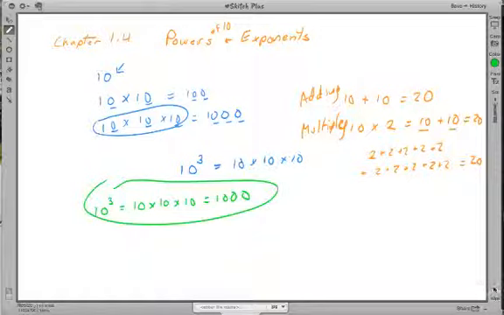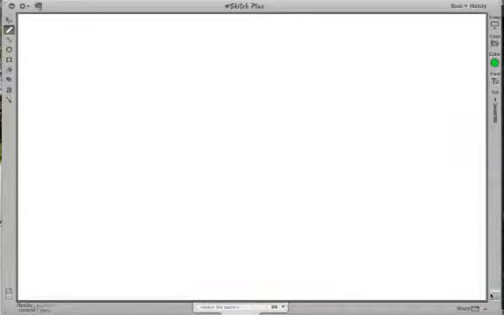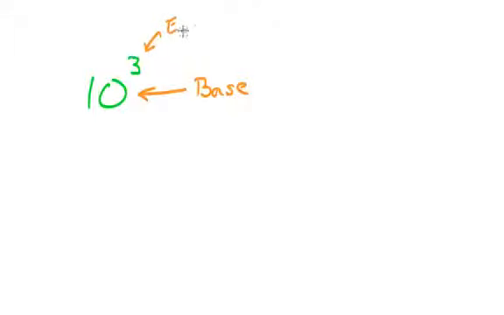Now, we go to a new page. We'll wipe that page. And I just got to give you the basic lineup. We have 10 to the third. That's what we came up with. It means 10 times 10 times 10. And this big number is called the base. And this little 3 is called the exponent. And the operation is called a power.